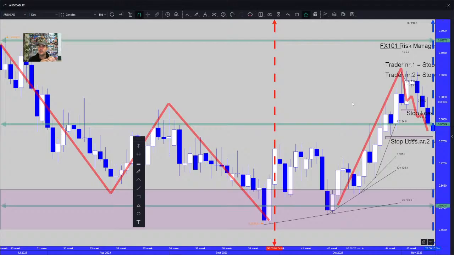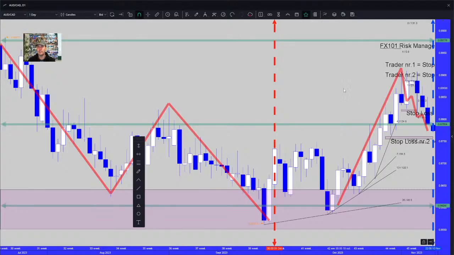So we lost. Of course we lost, because we didn't bother to check the higher time frame. Does this make sense? We didn't bother checking the higher time frame, right? But this is how you learn. So knowing what we know, we lost.